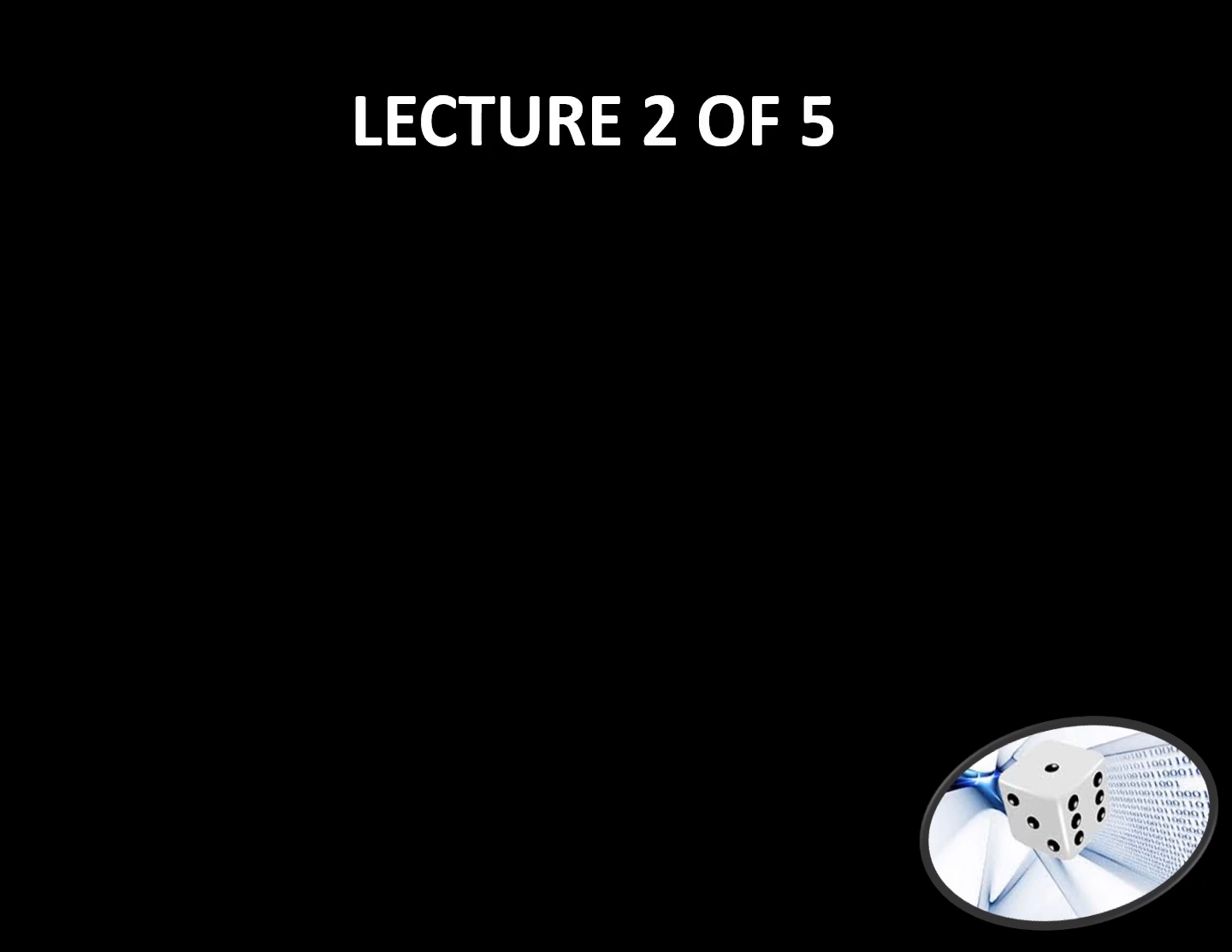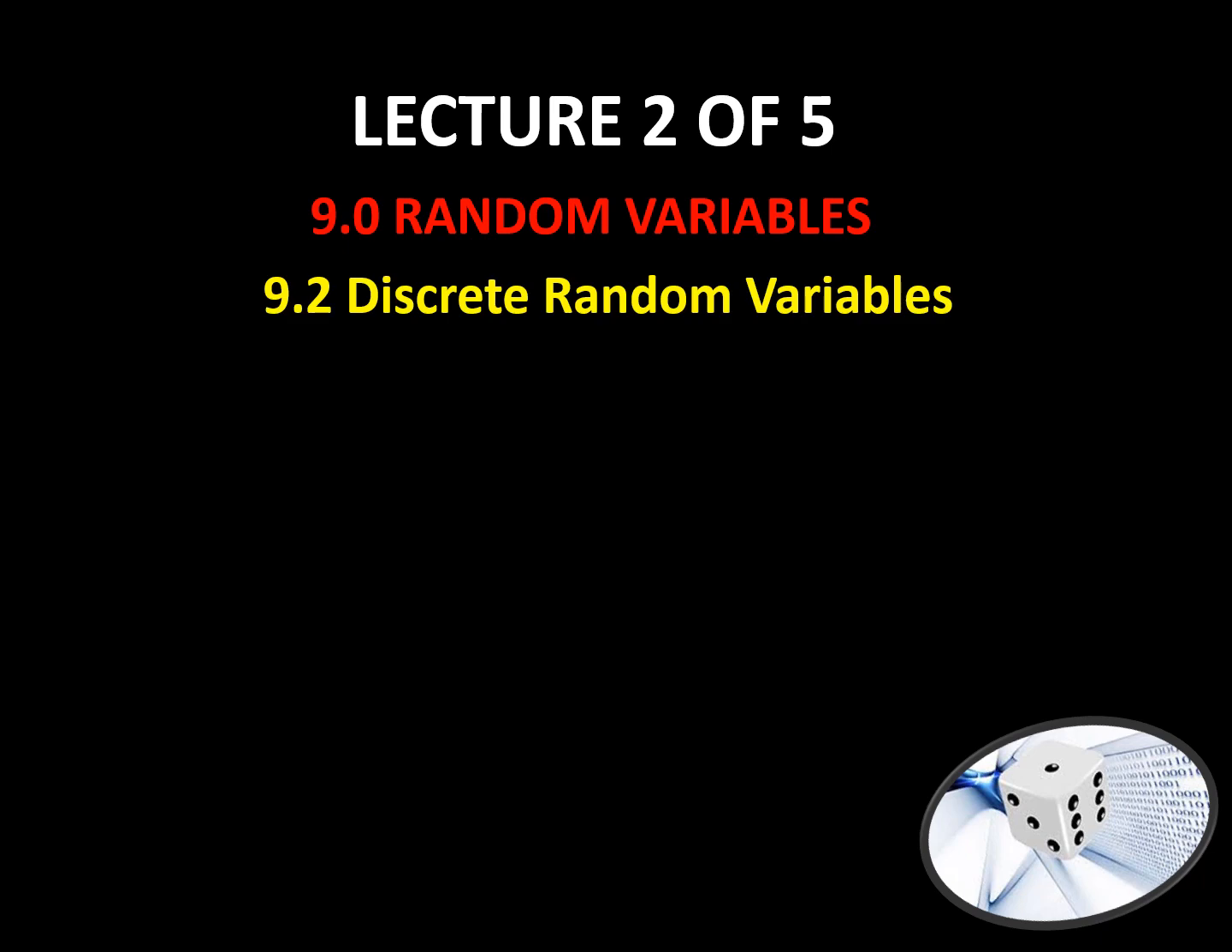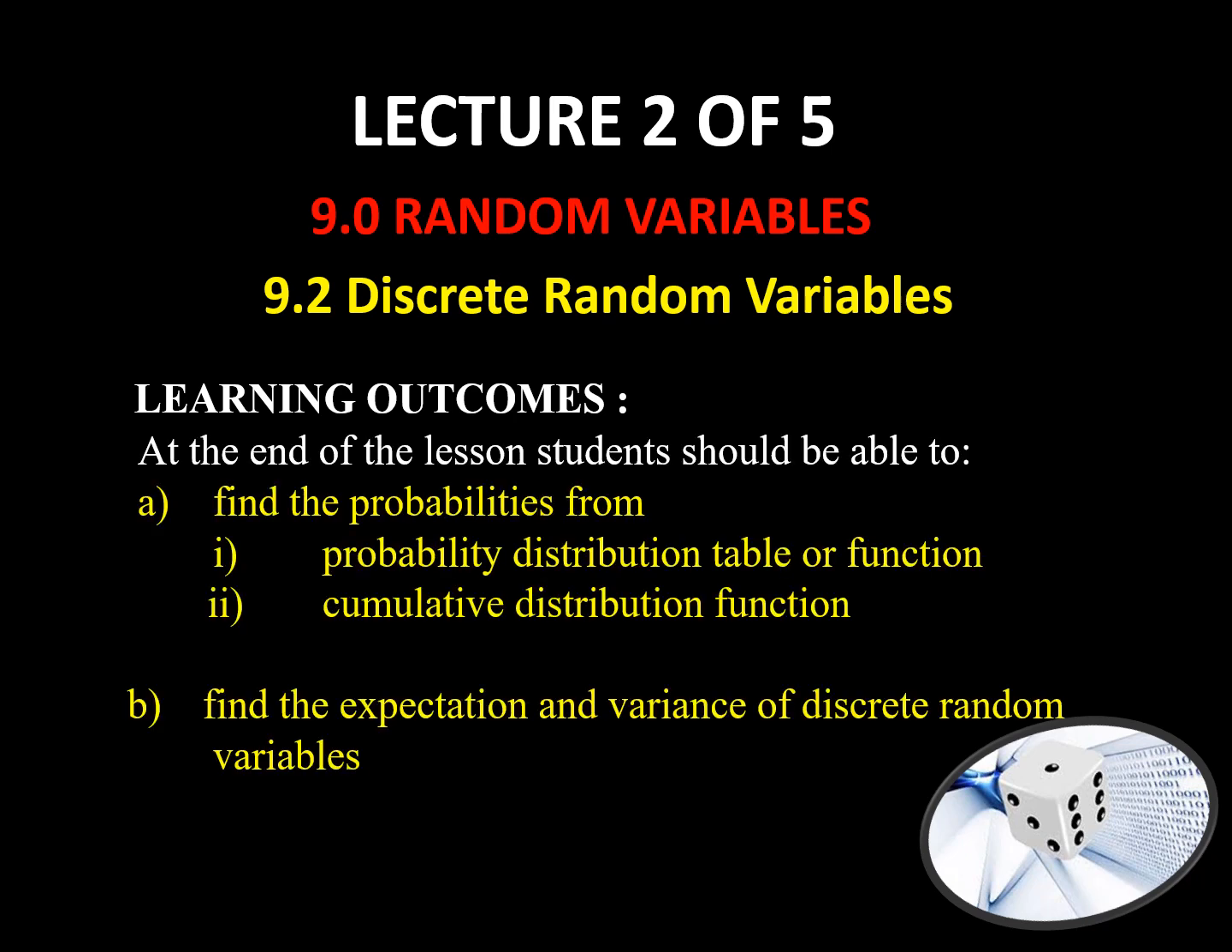Chapter 9, Lecture 2, Subtopic 9.2, Discrete Random Variables. For the learning outcomes, at the end of the lesson, students should be able to find the probabilities from a probability distribution table or function, cumulative distribution function, and find the expectation and variance of discrete random variables.